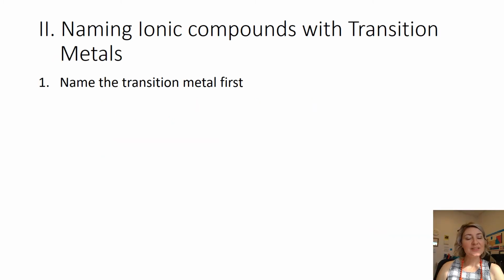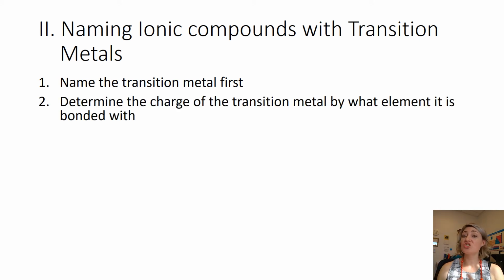All right, so let's go through. We talked a lot about formula writing, and in that we got some hints as to how to name ionic compounds that have transition metals, but let's go ahead and write down the rules for these. So the first step is to name the transition metal first. You're not going to change anything about the name, it's the metal.